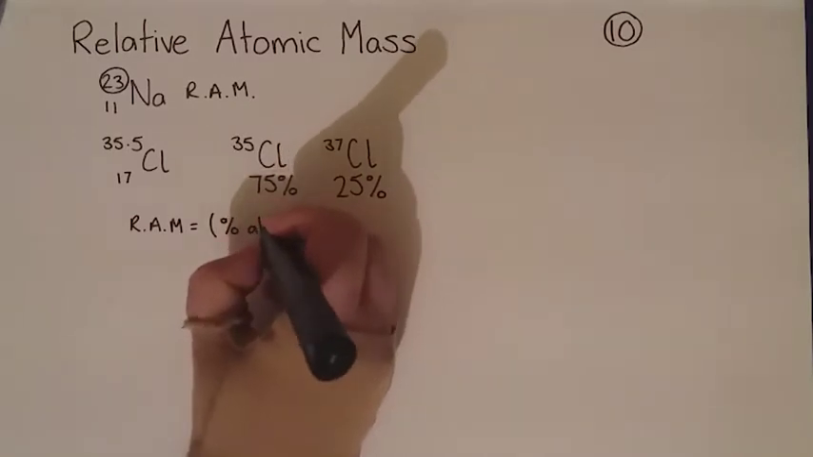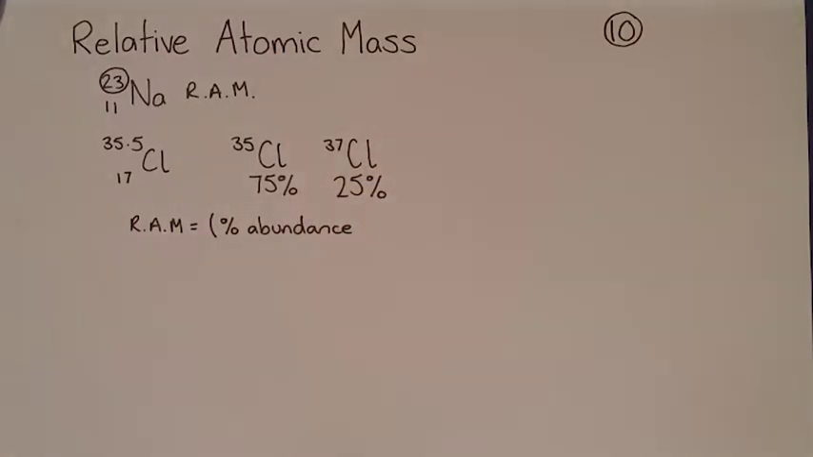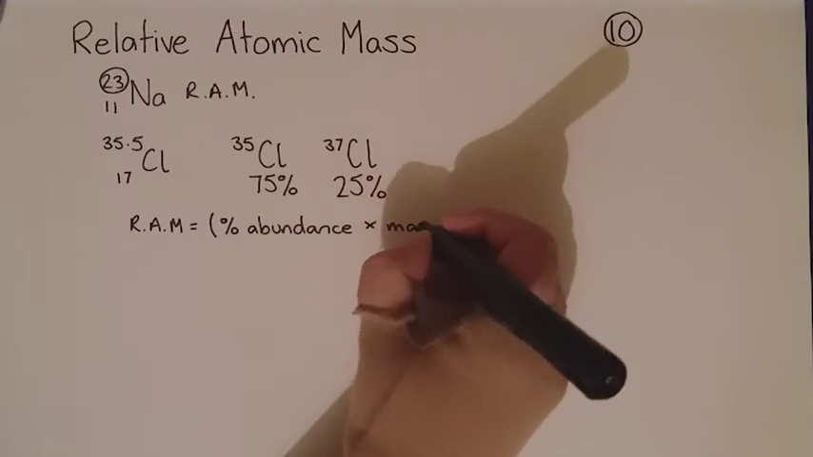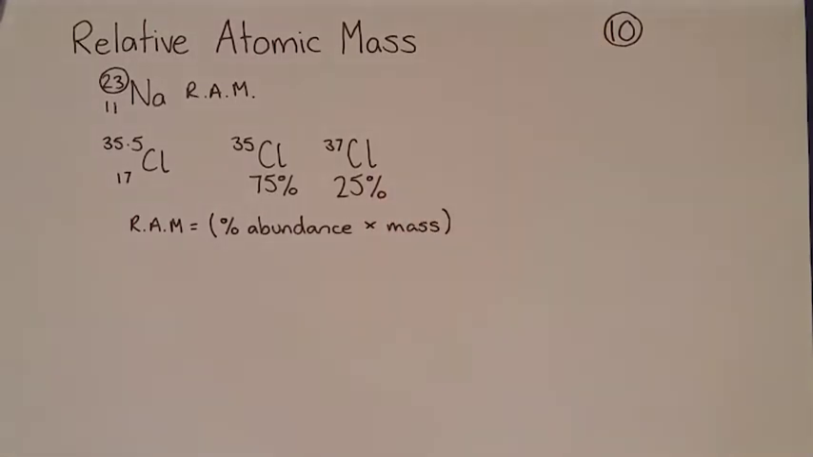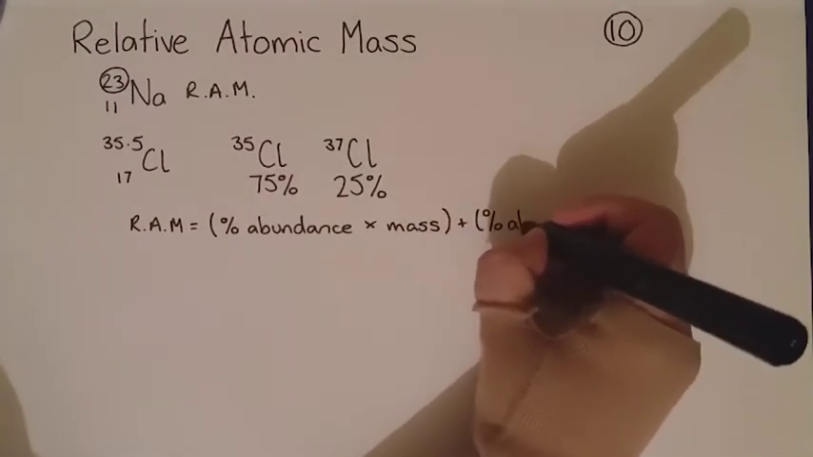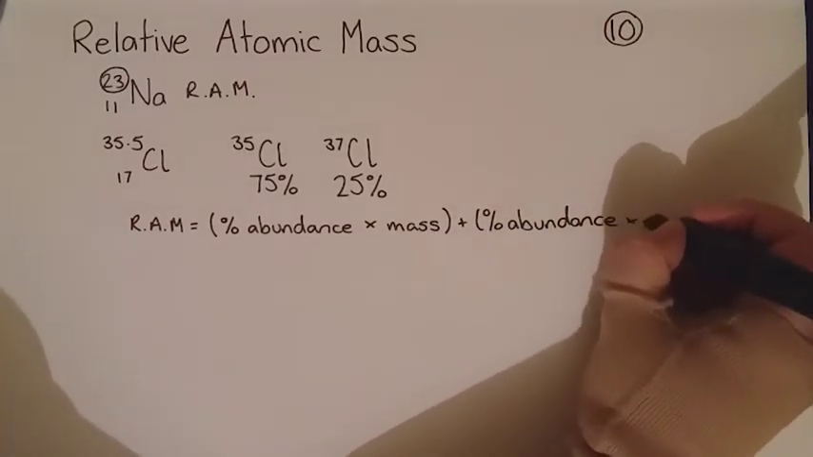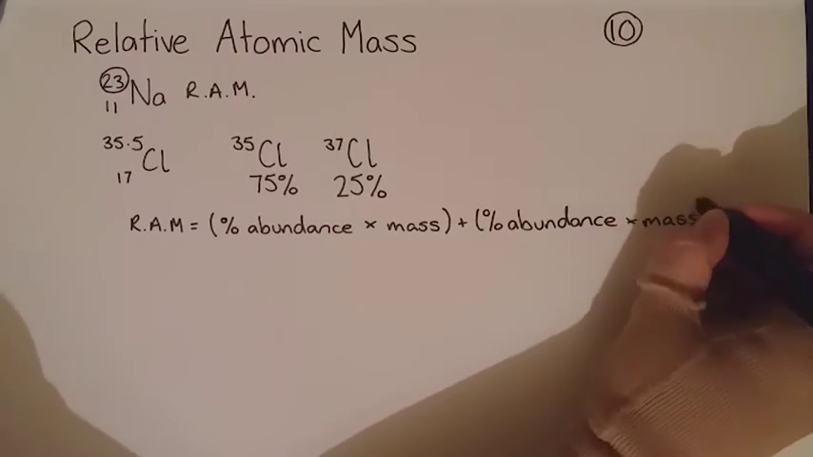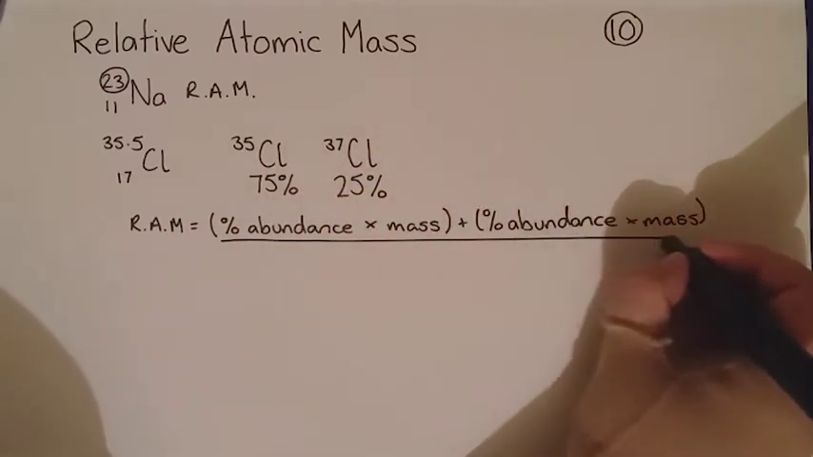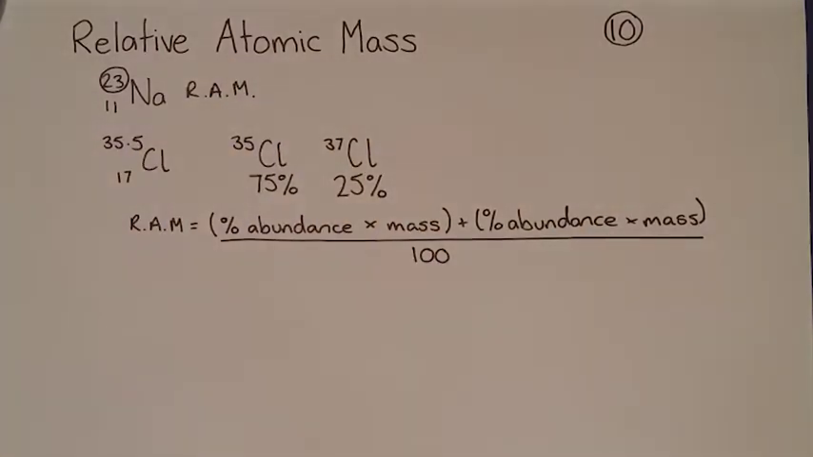the percentage abundance. Don't be put off by the word abundance. Abundance is just a posh word for amount. Multiplied by the mass of that particular isotope, added to the percentage abundance times the mass of the isotope, all divided by 100, because we're going to consider 100 atoms.